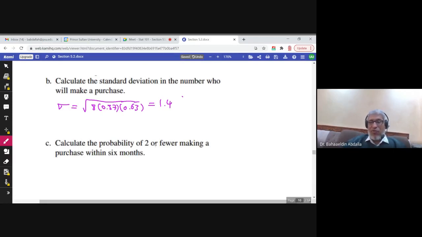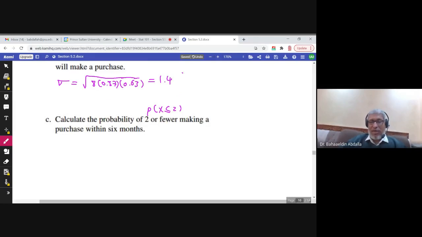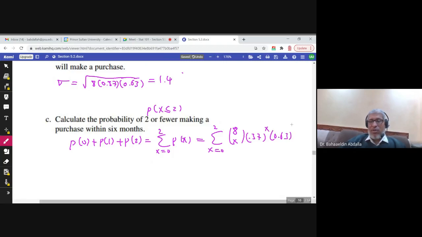Calculate the probability of 2 or fewer. So x is less than or equal to 2. Making a purchase. So he's still talking about the people who are making a purchase. So it is the probability of 0 plus 1 plus 2. If you want to use the calculator, it's okay. You can write it as the probability of x, where x is from 0 to 2. And then you can write the definition of P(x), which is nCx, and n here is 8. nCx times 0.37 probability of success to the power x, probability of failure to the power 8 minus x, and you will have the answer.